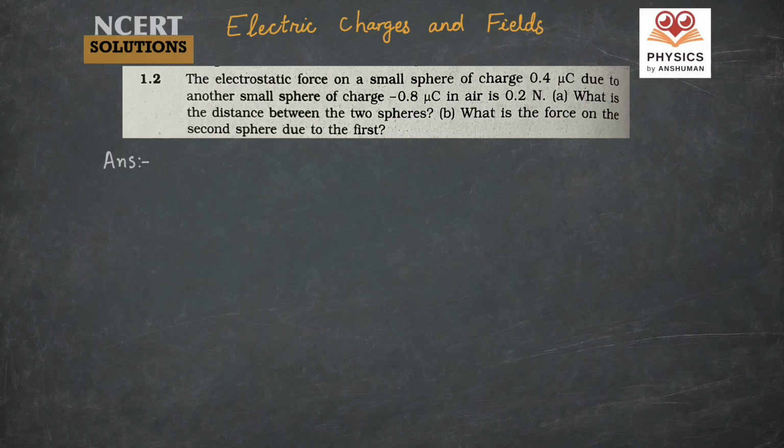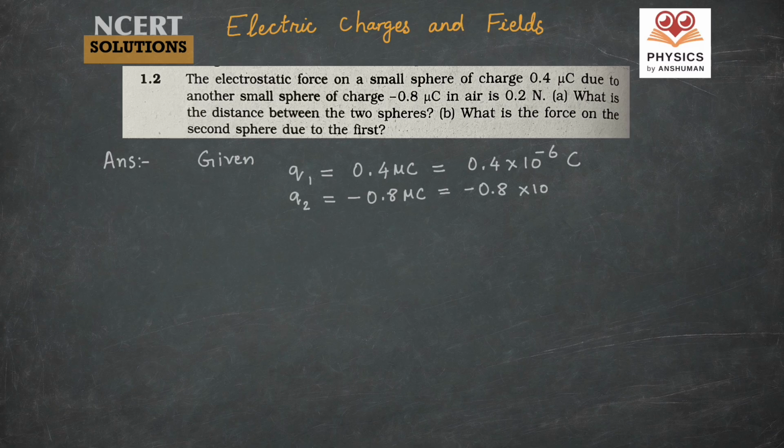Let us solve this problem step by step. Given Q1, that is charge 1, is equal to 0.4 microcoulomb. That is equal to 0.4 into 10 to the power minus 6 coulomb. And Q2 is equal to minus 0.8 microcoulomb, and that is equal to minus 0.8 into 10 to the power minus 6 coulomb. Also, the force is given, 0.2 Newton. And the missing quantity is R, the distance between these two charges.